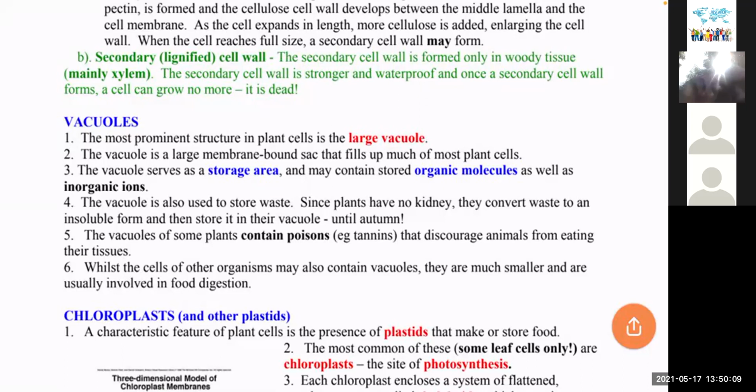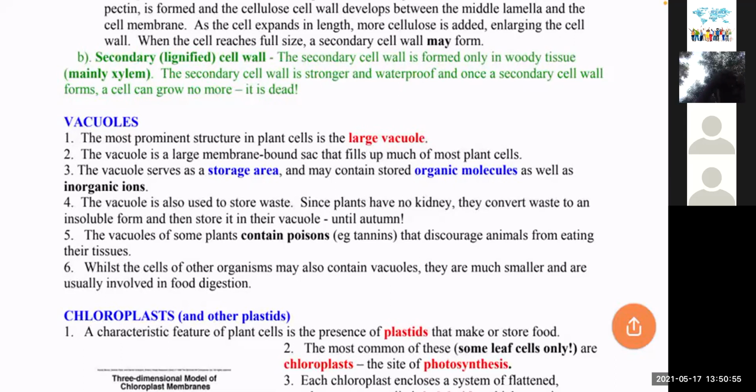So you see, this is a plant cell. If it was an animal cell, we know what happens to the toxins. They are processed, of course, by our kidneys, secreted and all that. But since these are plants, this is how it's done. The vacuole will store the waste. Plants have no kidney. They convert waste to an insoluble form, so that this waste cannot dissolve in the plant cell. So it will be converted to an insoluble form and then stored in their vacuole.